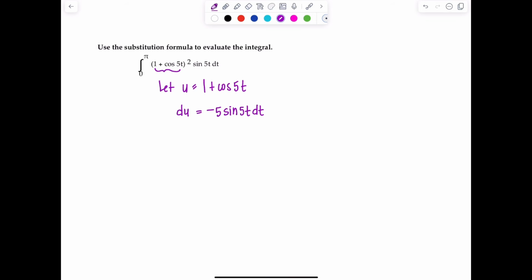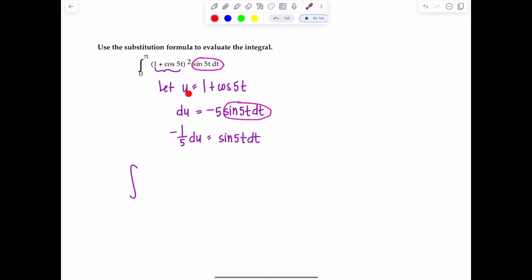Do you see that in the integral somewhere? Yes, it's right here, sine 5t dt. Good. So that means negative 1/5 du is sine 5t dt, and we're almost ready to continue. So 1 plus cosine 5t, all of this is just u, so we're going to have u squared. Then we have this sine 5t dt, and it's negative 1/5 du. Then we need to change our limits.